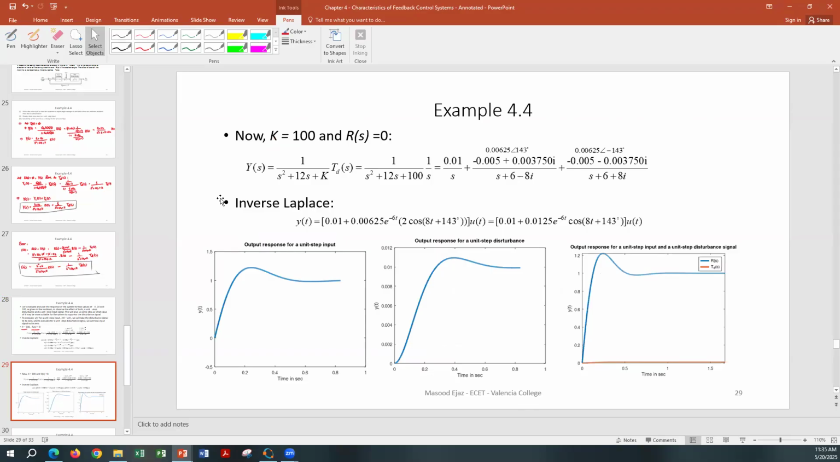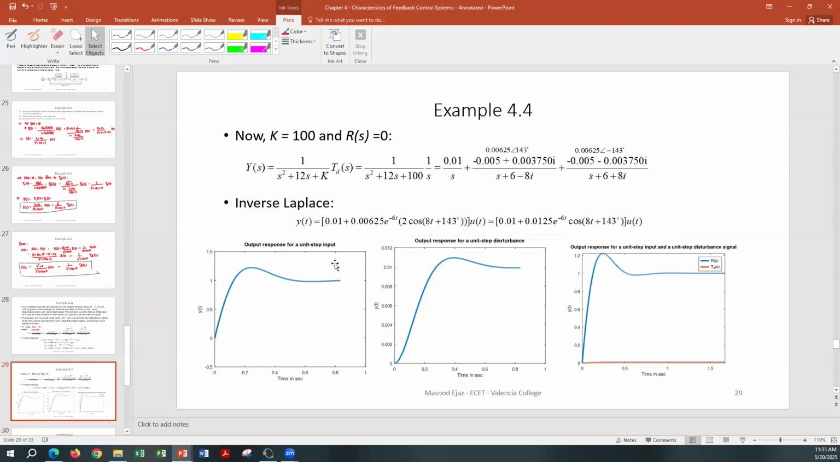And when we take k is equal to 100 and keep Rs = 0 and find the expression for Td, assuming Td is a unit step function, then the y(t) came out to be 0.01. So the steady state value of y(t) is 0.01 if we keep k is equal to 100.